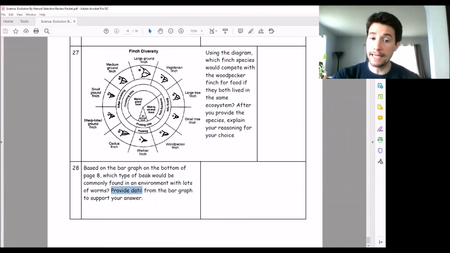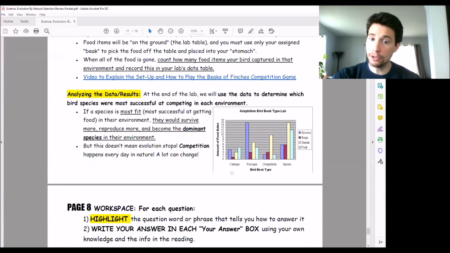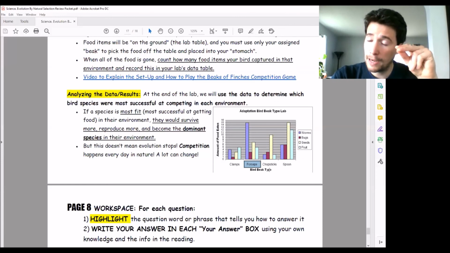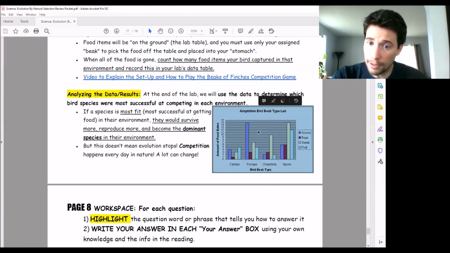And then it says to provide data from the bar graph. So you're going to actually look at this and you're going to say, whoa, all right, so the forceps was my answer. The forceps beak type, they would be most successful. And then it says to use the data to help explain why. Well, we have to actually use the numbers from our graph here.